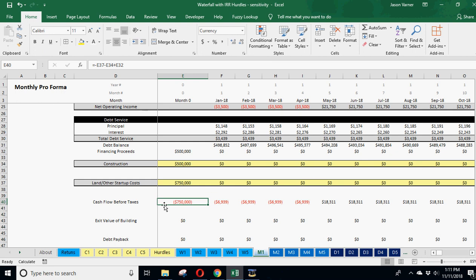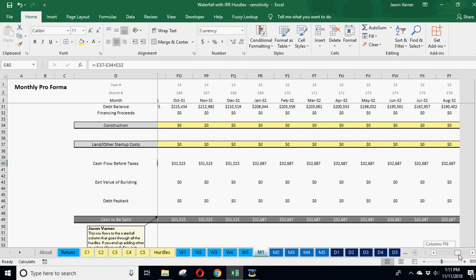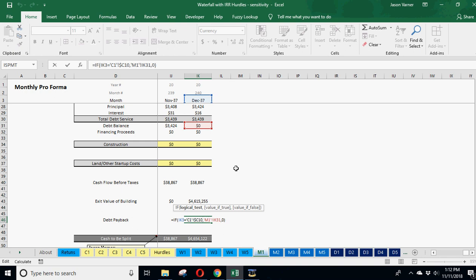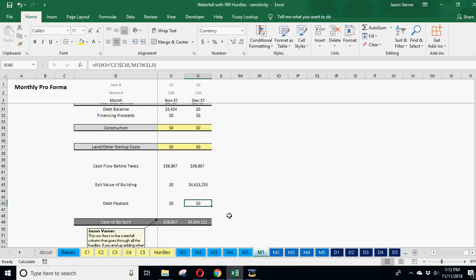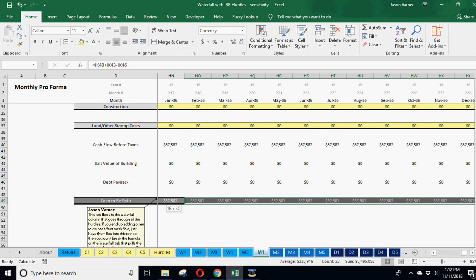So this is what is populating. And we have exit value. We have any debt payback on the exit when and if that does happen. You can see here the actual term of the loan is for 20 years, so there's no debt at year 20, but you could change the assumption so that there would be if you were to exit earlier. And you can see this is the cash available to be split.